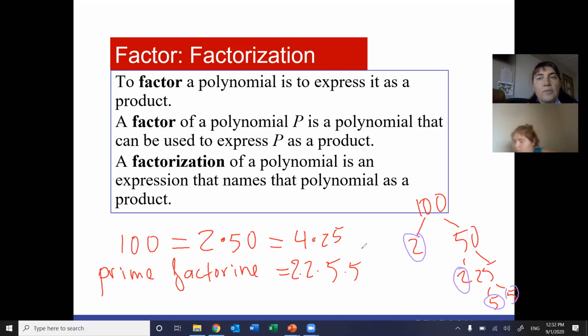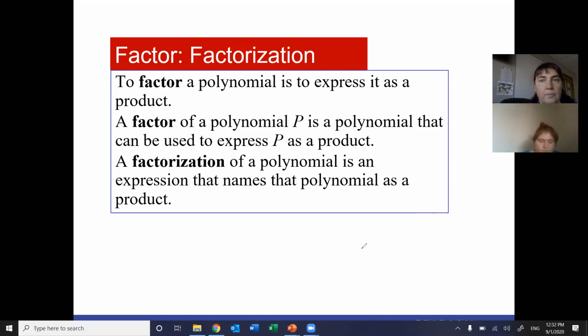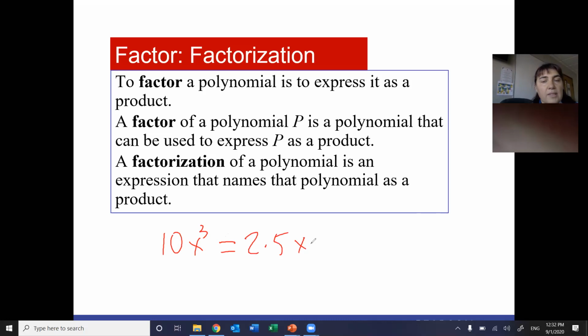The same thing you can do if you have a polynomial, or let's start with a monomial. Do you remember what a monomial was? Let's say 10x cubed. This is a monomial, right, Carissa? So how can we factor this? You can do 2 times 5 times x times x times x. All right. This is the prime factorization.